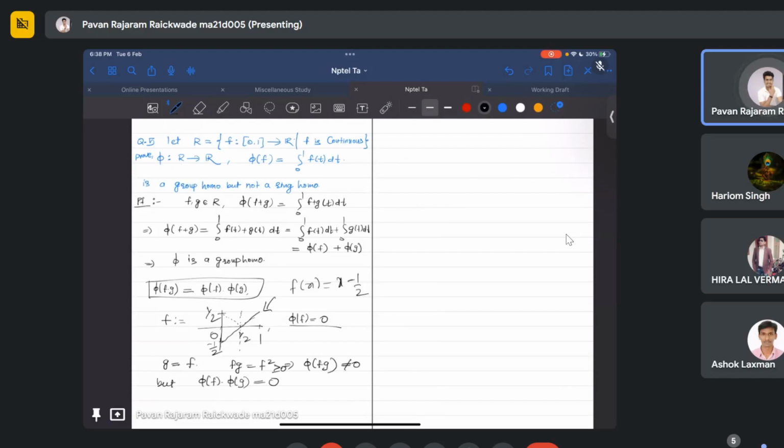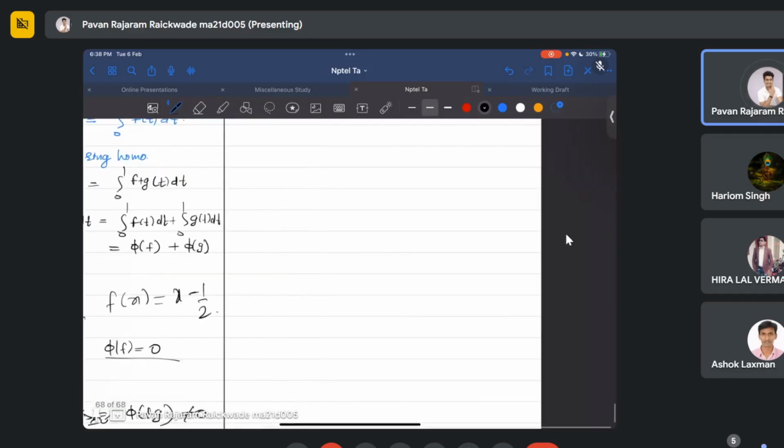Its integral is 0 around 0 to 1. If I take the integral, I take x squared minus x by 2 from 0 to 1, right? So 1 by 2 minus 1 by 2, which is 0. Okay, simple enough, you can easily do the calculations. There's nothing left anyway.